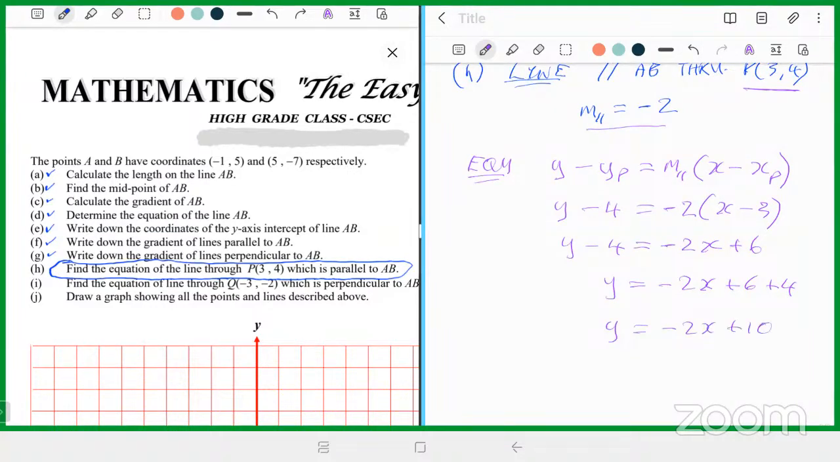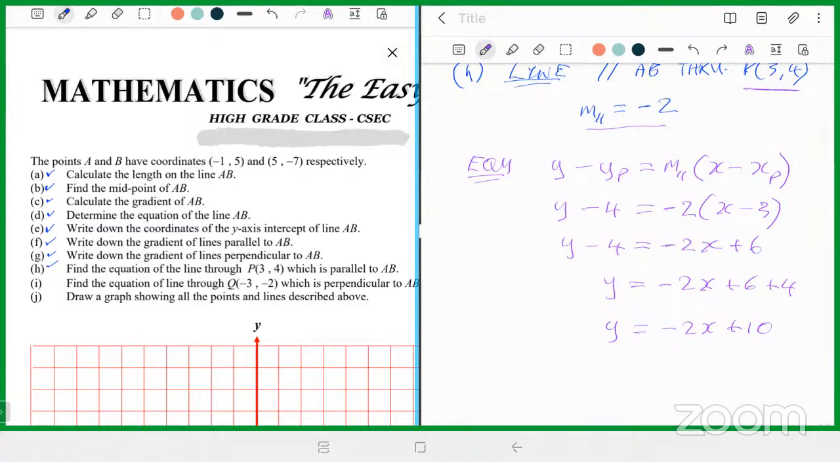So this is the second line. This is the parallel line through the point P, and that's the answer. The y-axis intercept is 10, and the gradient is the same, -2, on that line. So if you draw this line on the graph, it is supposed to cross the y-axis at 10, and it's supposed to run parallel to AB because they have the same gradient. All right, that completes that part. Everybody good with that? Students, okay with that?